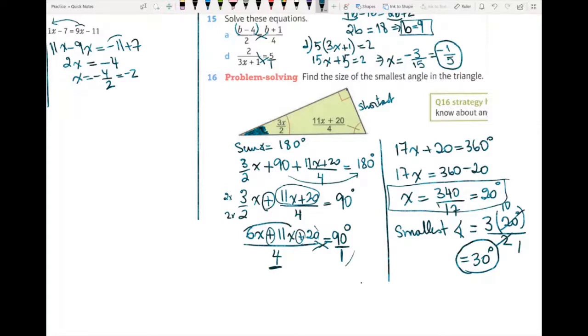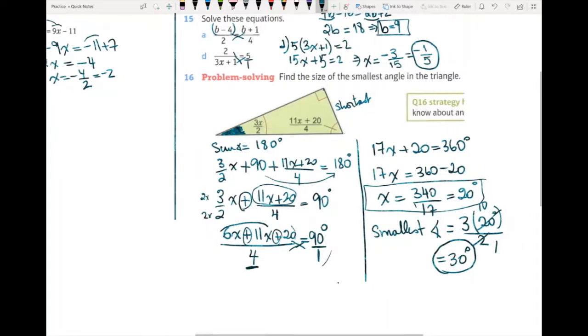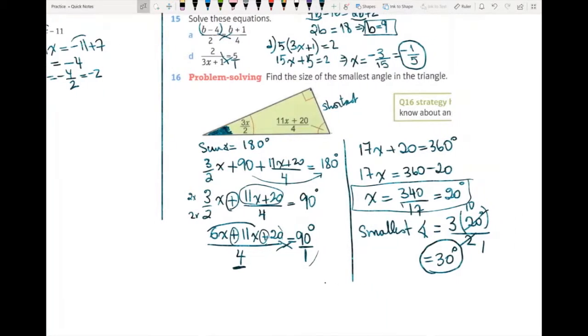Then we collect the like terms. So it's 17x plus 20 equals 360, because we cross multiplied, making 90 over 1. We have two fractions with an equal between them, therefore you can cross multiply, and taking 20 to the other side, it's going to be 17x equals 360 degrees minus 20. Then we divide by 17 and the answer is going to be 20.